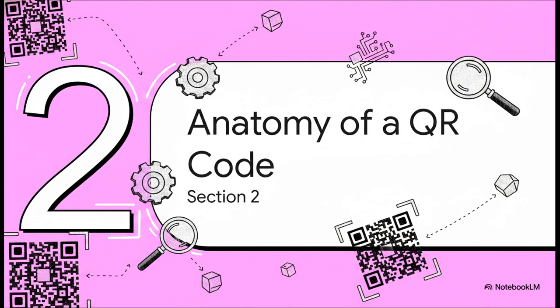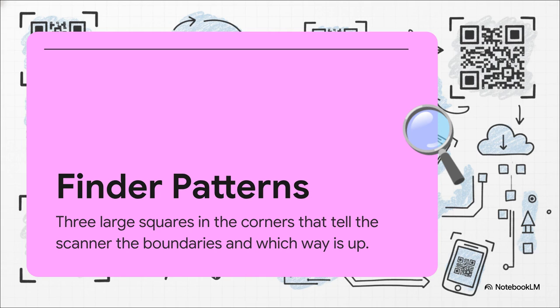Moving right along to Section 2, Anatomy of a QR code. Okay, so we're going to freeze the code and dissect it piece by piece, almost like it's a living machine. Because it turns out, your camera doesn't just look at the whole messy blob at once. Nope, it looks for very specific structural landmarks.